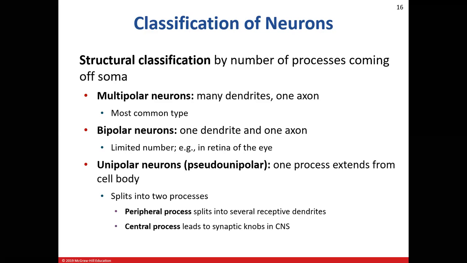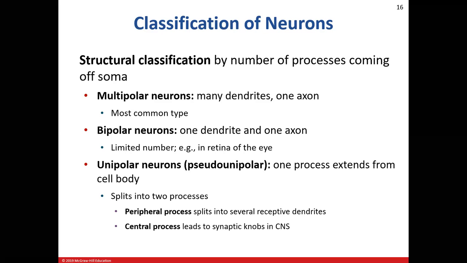Now, unipolar neurons, or what we call pseudo-unipolar, basically have one process that extends from the cell body. However, that one process will actually split off into two separate processes. One of those processes is called the peripheral process, and it's going to split into several receptive dendrites. So again, this is the part that goes out into the periphery of the body. Now, most of these are going to be sensory neurons. And so the peripheral process essentially is more the receptive end of this particular part of the cell.